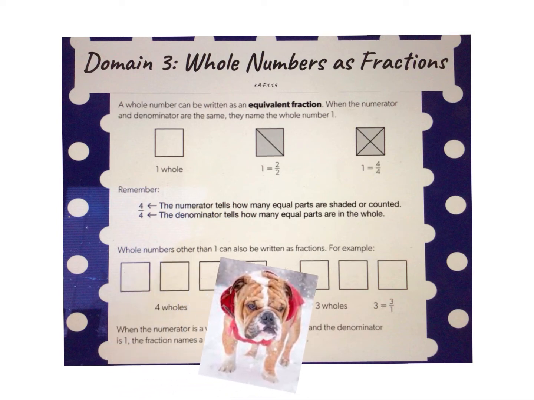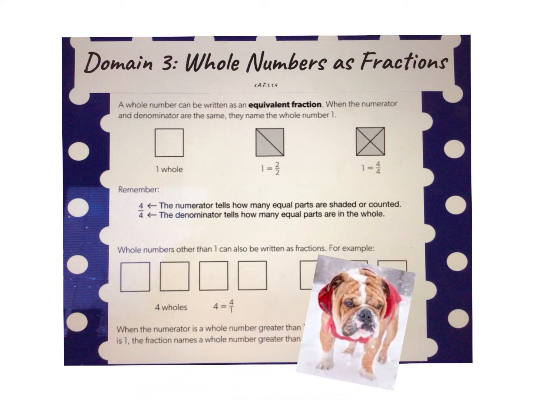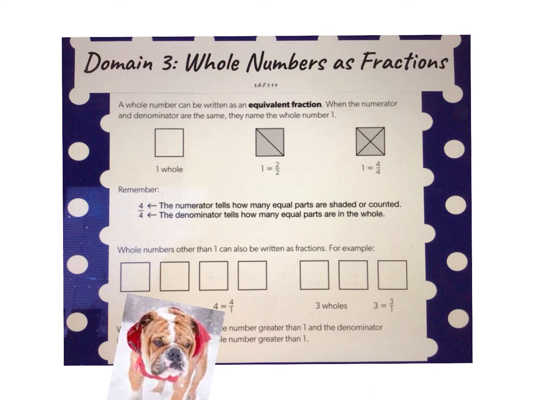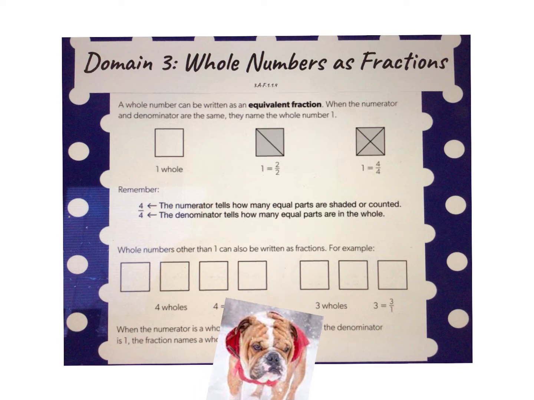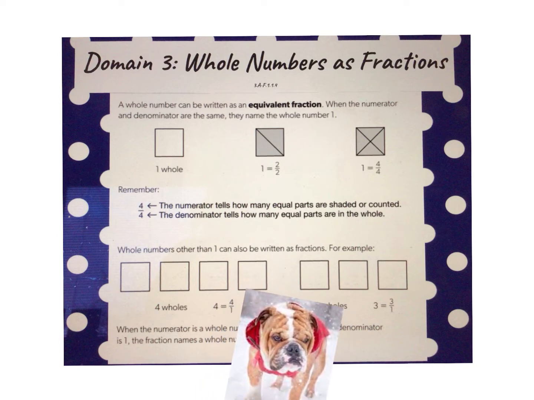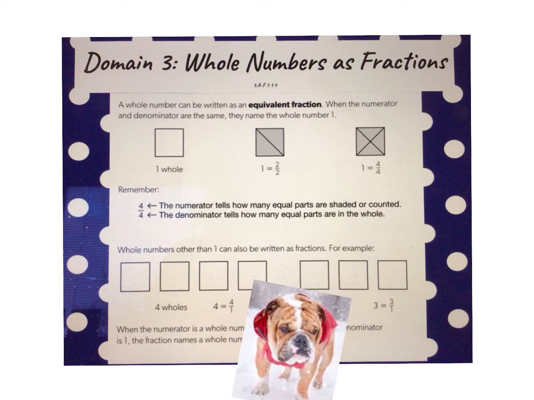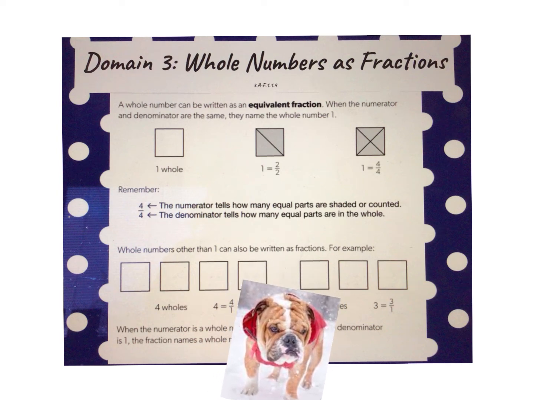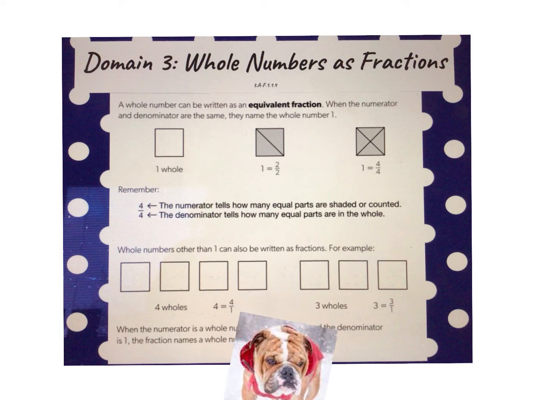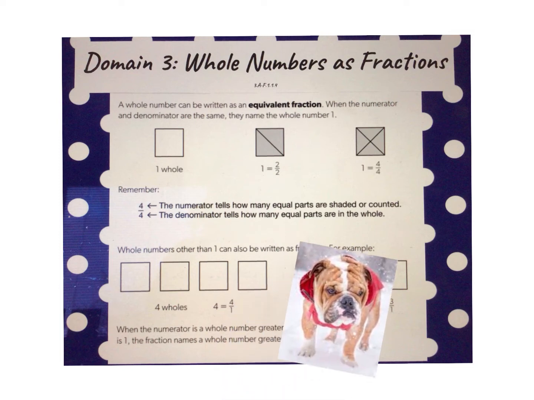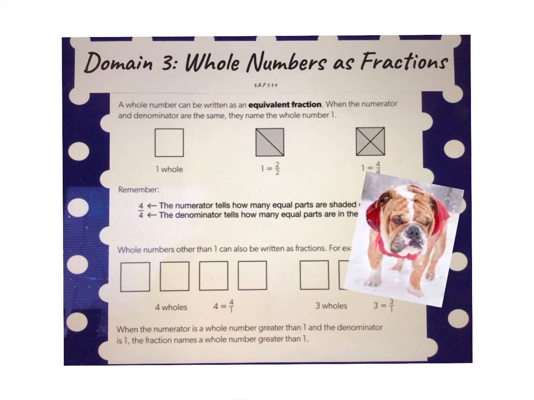Whole numbers other than 1 can also be written as fractions. So for example, here we have 4 whole shapes, 1, 2, 3, 4. So we have 4 whole shapes, which equals 4. And so we can use that as the numerator. And how much are they broken off into? Well, they're just broken off into one whole shape. So again, with our division, if you think about 4 divided by 1, it equals 4. Up here, 4 divided by 4 equals 1.